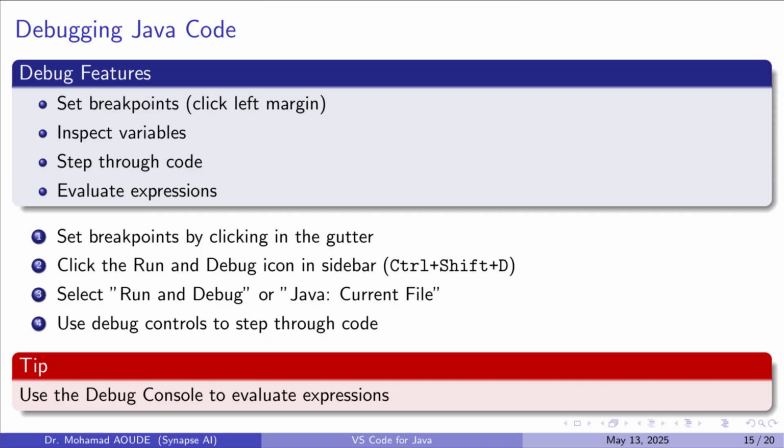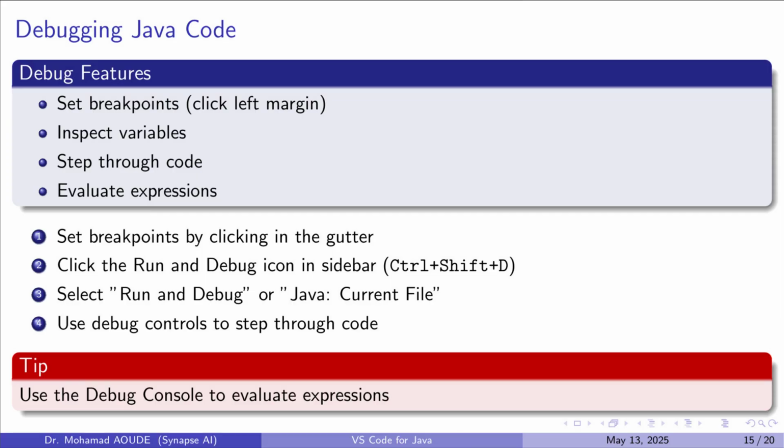You can set a breakpoint by clicking in the left margin, the gutter, next to the line of code where you want execution to pause. A red dot appears. Click the Run and Debug icon in the VS Code sidebar. It looks like a play button with a bug on it, or press Ctrl plus Shift plus D, or CMD plus Shift plus D on macOS. Click the Run and Debug button. VS Code will usually automatically detect your Java file and offer to debug the current Java file.